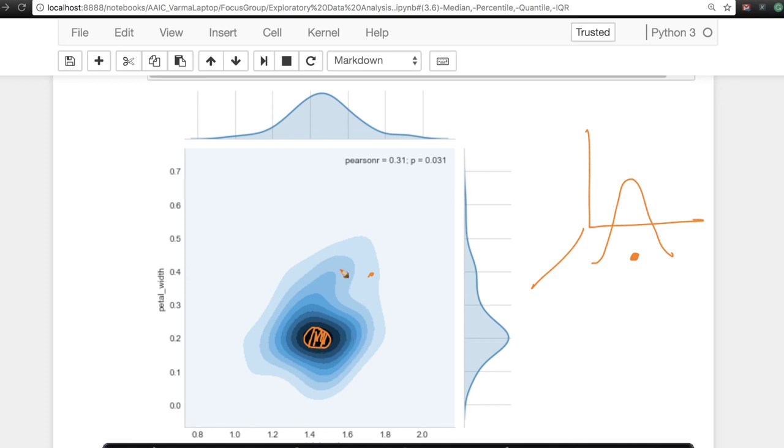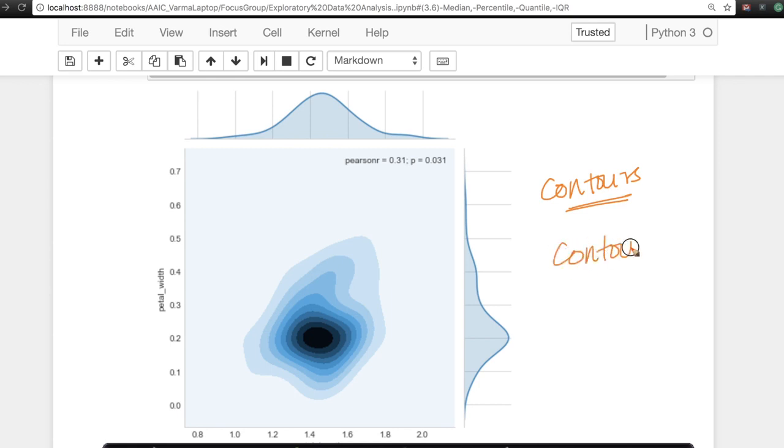Now, what are these lines? What are these colored dark blue to light blue? Those are called contours. So these contour plots, this is called a contour density plot. This is called a contour probability density plot.